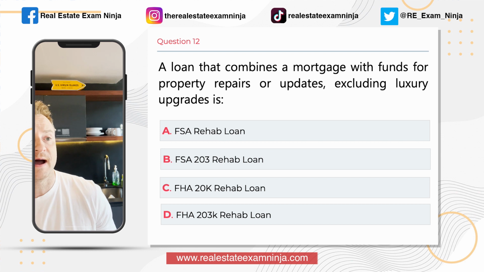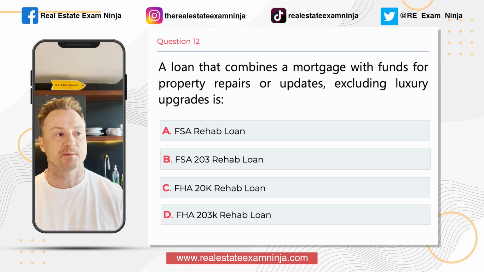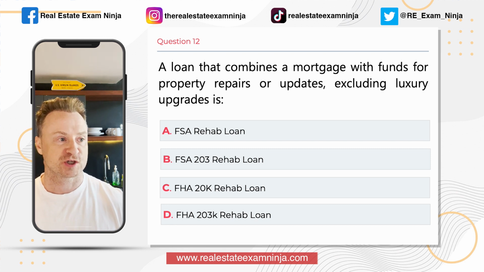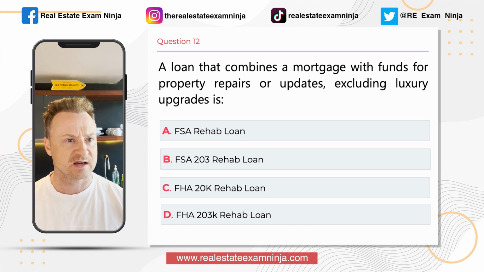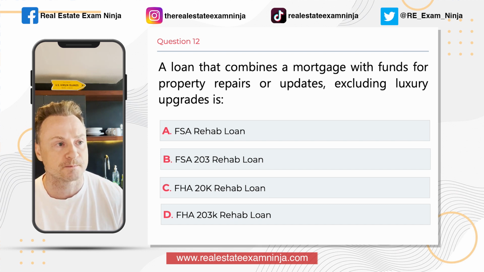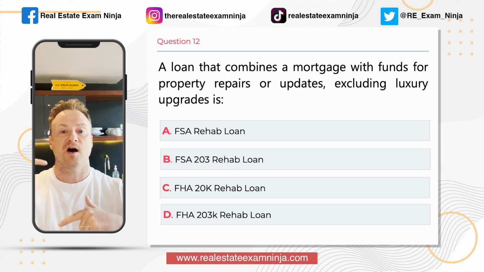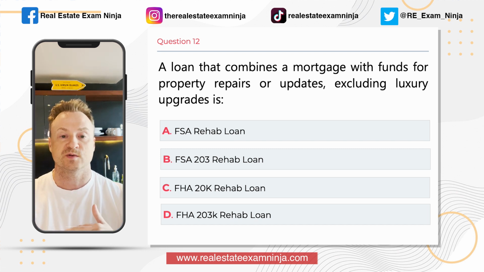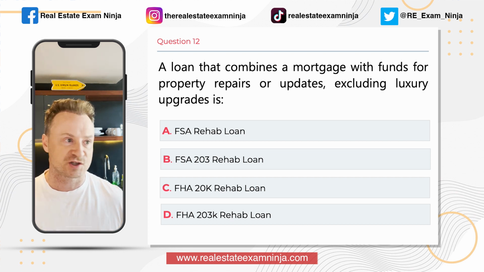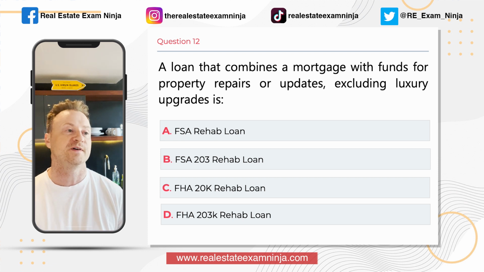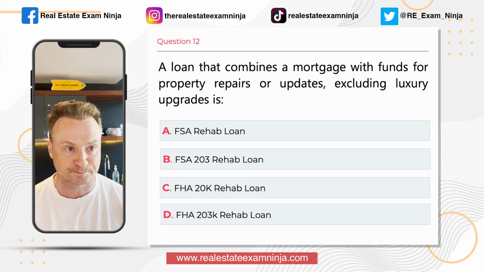A loan that combines a mortgage with funds for property repairs or updates, excluding luxury upgrades, is which? And I have done one of these through HUD. It's FHA. Yeah, I did one of these through HUD. They basically give you loan to value instead of loan to cost. But anyway, let's just go through it. A loan that combines a mortgage with funds for property repairs or updates, excluding luxury upgrades, is called what?